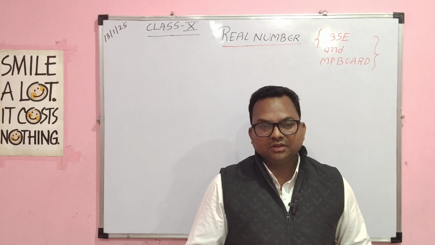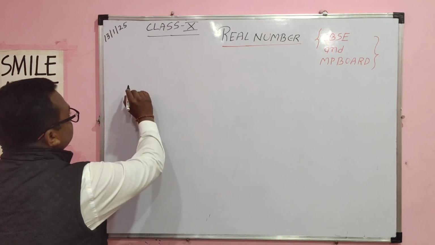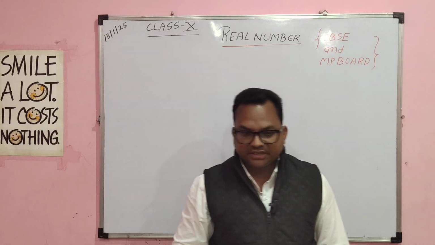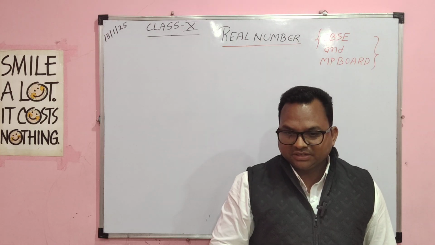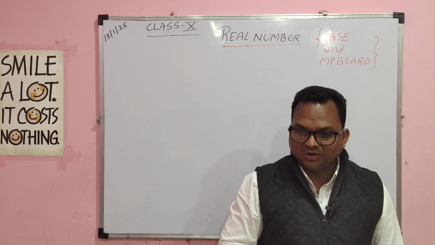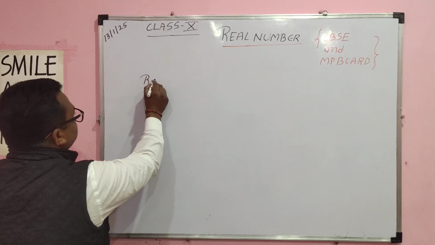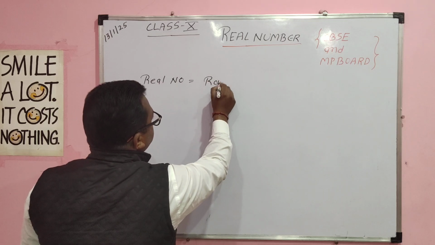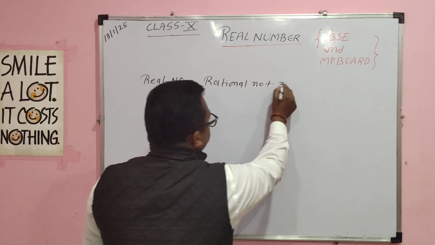Okay. So what is the meaning of real number? Firstly, understand about real number. Real number means a combination of rational number and irrational number. Yes and no? What is a rational number? Rational number is numerator upon denominator, and irrational number is a number in root form. So first thing is that real number is a combination of rational number and irrational number.